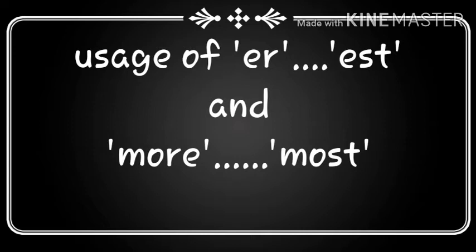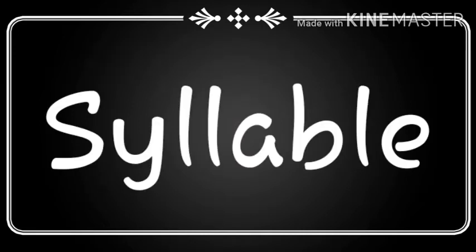Before answering these questions, you must understand what a syllable is. Because for adding more and most or adding ER and EST to make it comparative or superlative, you need the number of syllables in a word. What is a syllable? When you pronounce a word, a part of a word which has a single vowel sound is called one syllable. There will be vowel sounds, one or more, in a word. If a single vowel sound is present in a word, it becomes one syllable.